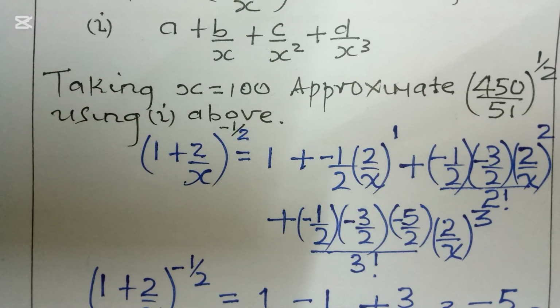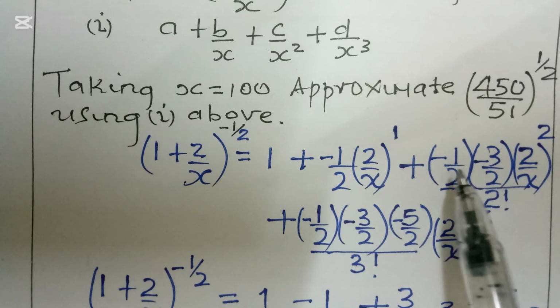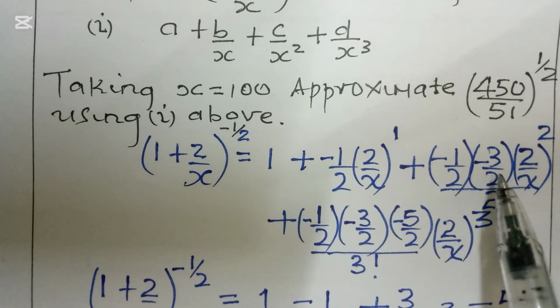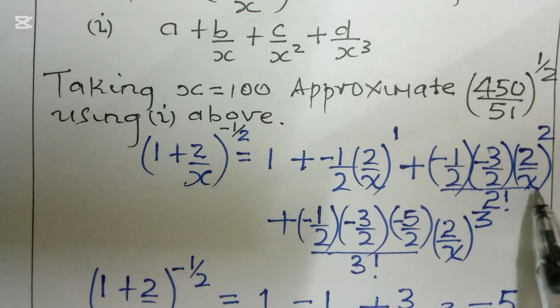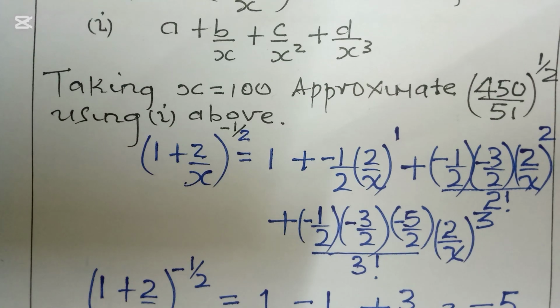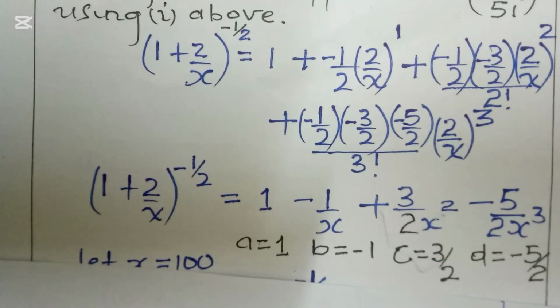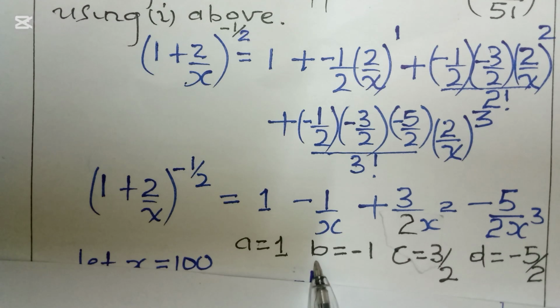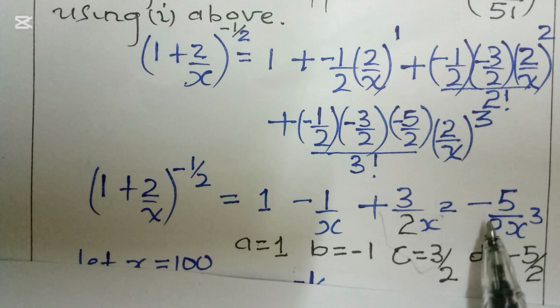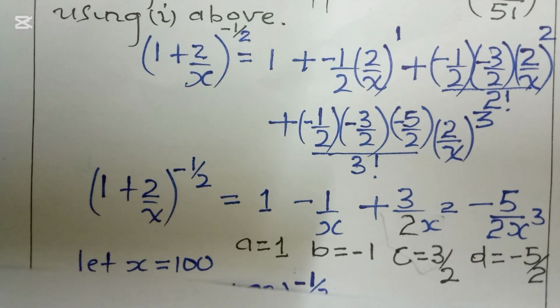You can cancel that 2, you are left with negative a half. Coming to this, these two 2's will cancel these 2. Then we are left with negative 3 all over 2, and then x squared. The same, you come to this, these are 2 3's, you can cancel 2 3's with this, and 1 3 here will cancel, you are left with 5 over 2, that is minus 5 over 2. And therefore, guys, our A is going to be 1, B negative 1, C is going to be plus 3 over 2, and D is going to be minus 5 over 2.